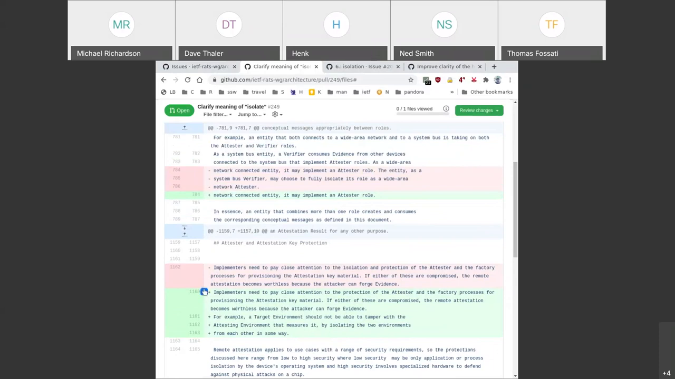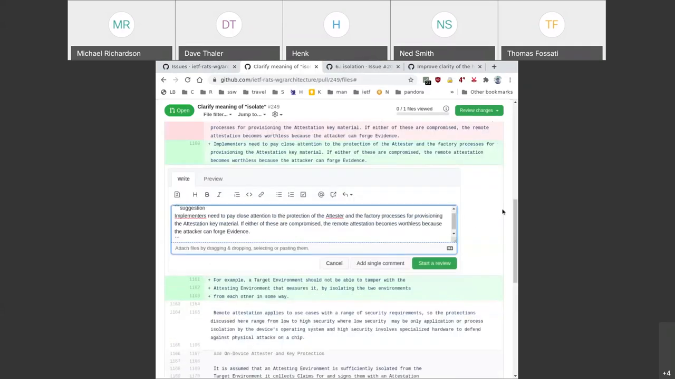Yep. Ned, you can also. I'm saying you use the word evidence. I would say claims, which are the structure that is provided from the target environment to the testing environment. I'm not sure what wording you're suggesting here. An attacker can also forge evidence, claims, and evidence. Claims and evidence, two different things? Yeah. I thought that evidence was a claim. Evidence has claims.